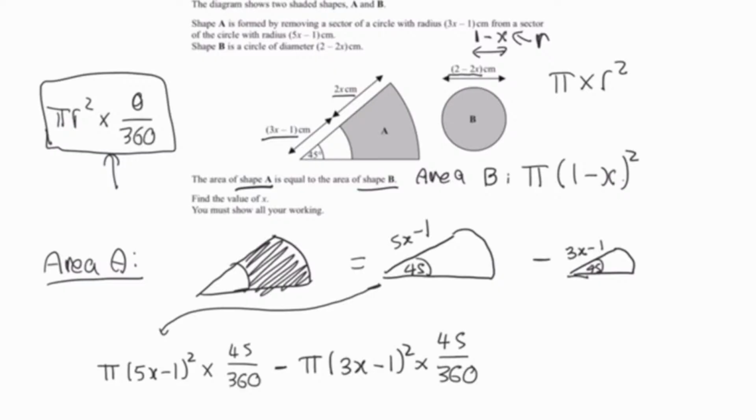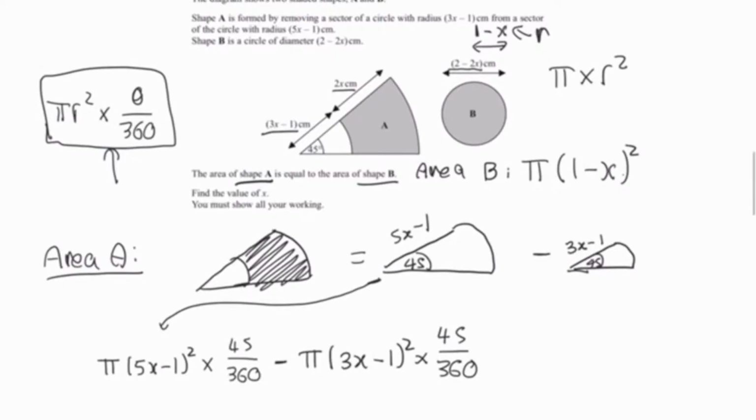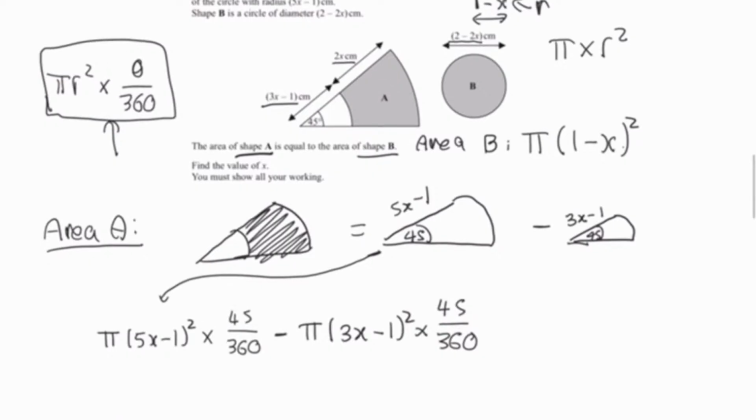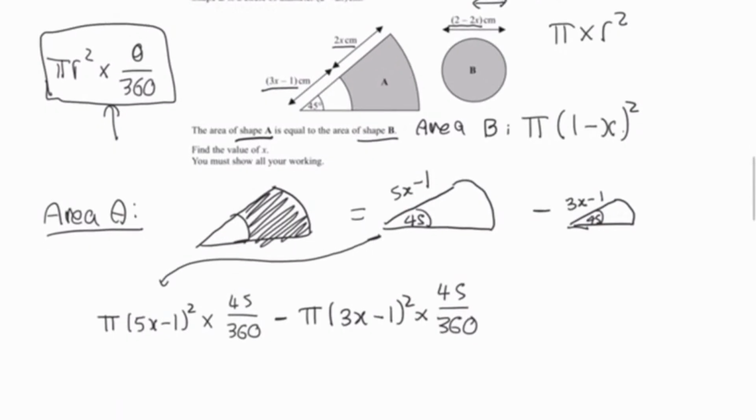Now at this stage, you can probably simplify 45 over 360. Notice you can divide the top and bottom by 45, which will give you 1 over 8. So if I just get rid of this, in the next stage of working out, we'll just replace it with 1 over 8. I'm just going to scroll down a bit so there's more space for working out.